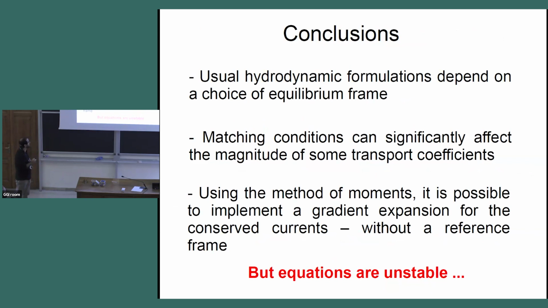So usual hydrodynamic formulations depend on a choice of equilibrium frame, which is in principle arbitrary. And these conditions can even affect the transport coefficients that you derive. In kinetic theory, you can see this rather clearly, right? Usually shear is the only one that is matching independent, but anything that comes from bulk and heat flow will depend on a choice of matching if you do it in the Boltzmann equation. And using the method of moments, I showed you it was possible to implement a gradient expansion for the conserved currents, not for any F or anything else, and without the direct need of introducing an equilibrium frame.